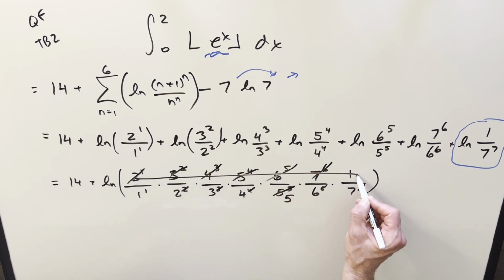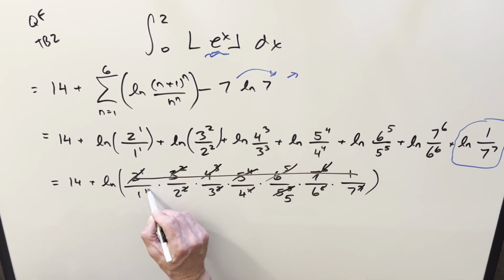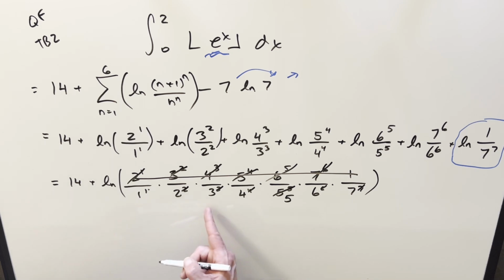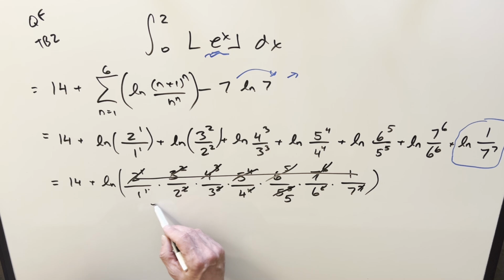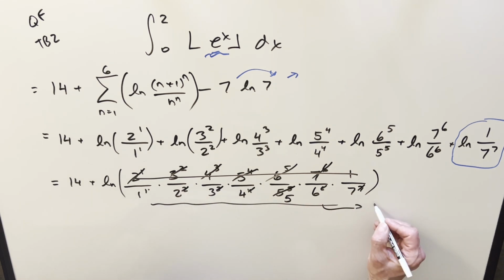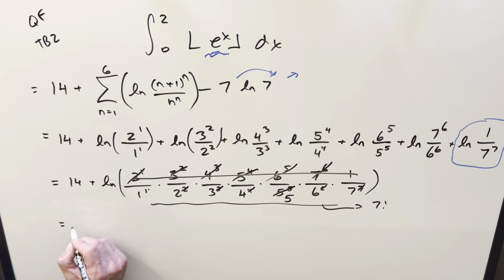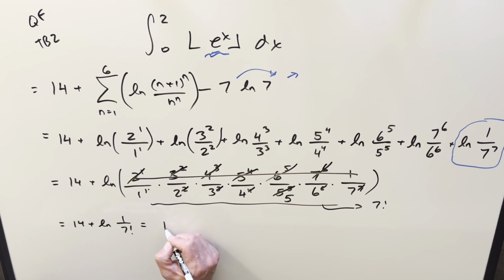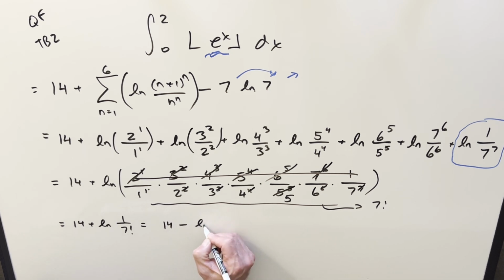This is all going to become a 1. This 1, we can leave it, because you'll notice 7 times 6 times 5 all the way to 1, this stuff right here, is the same thing as 7 factorial. So cleaning this up, what we have is 14 plus natural log of 1 over 7 factorial. This can also be written as 14 minus natural log 7 factorial, just bringing that into the numerator.